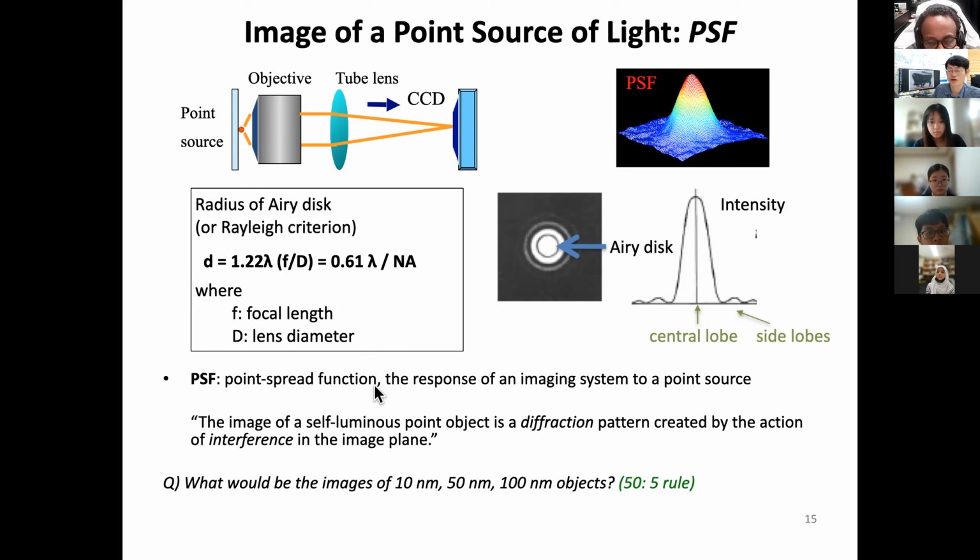Let me ask you a quick question. What would be the images of 10, 50, 100 nanometer objects when we are using a typical microscope? Let's say our Rayleigh criterion, the resolution, comes out as 300 nanometer, and now you put in this 10, 50, 100 nanometer object. What will be your image size? Can you guess?